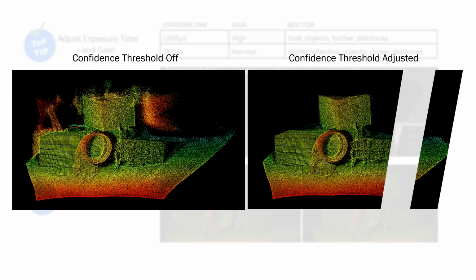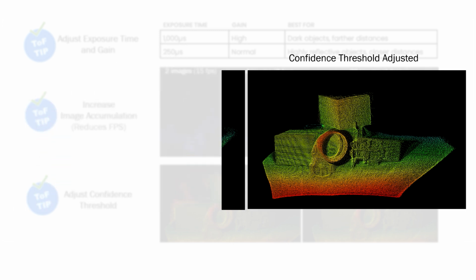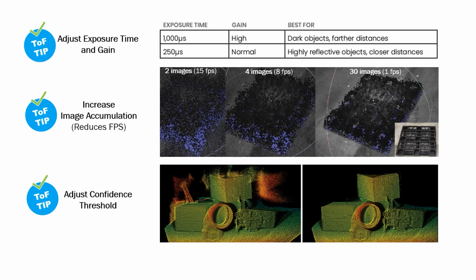Finally, we can also adjust the confidence threshold. Each point in a point cloud has a level of reliability in its position based on its temporal variations. Points with less confidence can be filtered out by adjusting this threshold. So sometimes it's enough to adjust one of these settings, but most likely you'll need to adjust all three together to find the right balance.